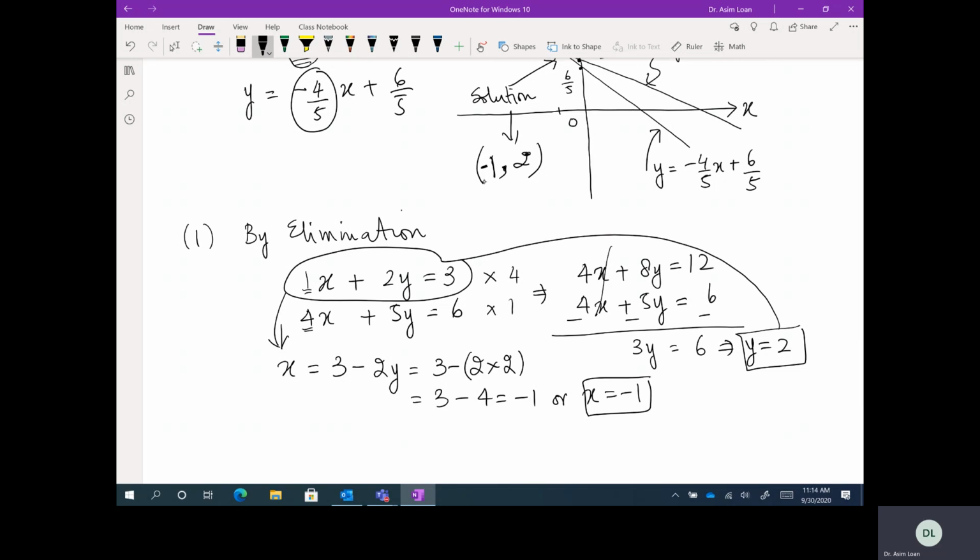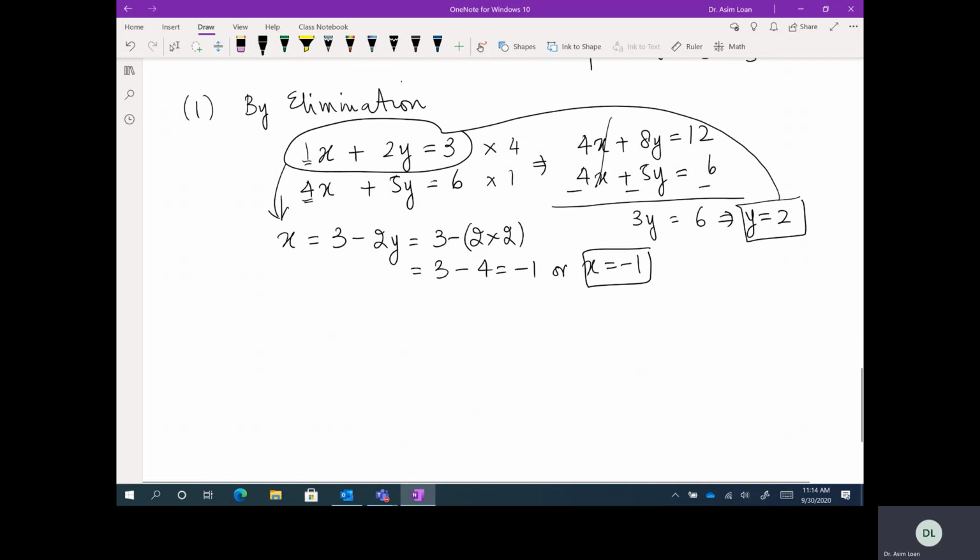If you substitute x equals minus 1 and y equals 2, minus 1 plus 4 is equal to 3. Minus 4 plus 10 is equal to 6. So both satisfy these two equations. So these are correct. You can always substitute the values and see whether the solutions are correct or not.